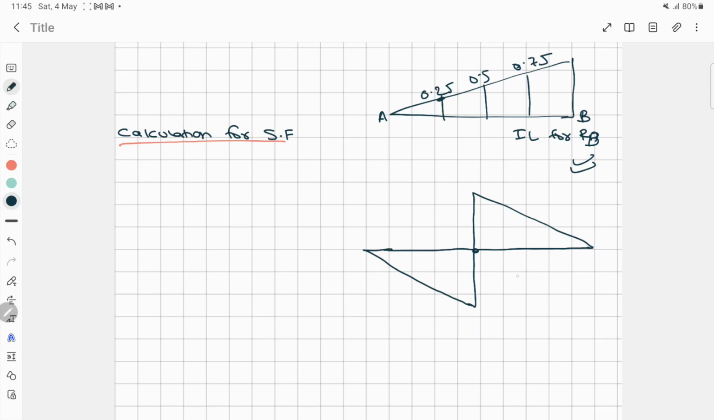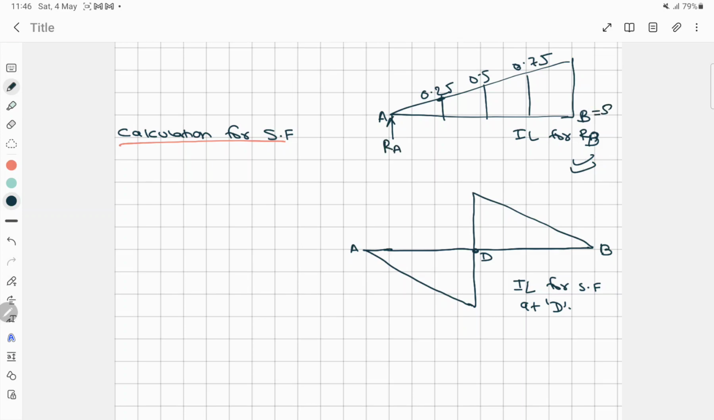Now just write IL for shear force at D. Okay, this is the D point, suppose A, B. Now here what we have to do, we have the RA value as well as the RB value, right?